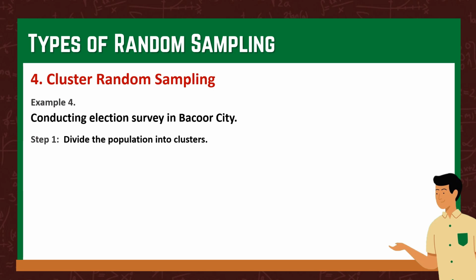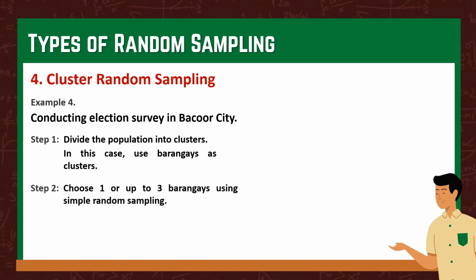Step number 1, divide the population into clusters. Hatiin ang Bacoor City into clusters. In this case, ang barangay ang magiging clusters. Then, step number 2, choose 1 or up to 3 barangays using simple random sampling. Mayroong 73 barangays ang Bacoor City, so pipili lang tayo ng isa o hanggang 3 barangay using simple random sampling.